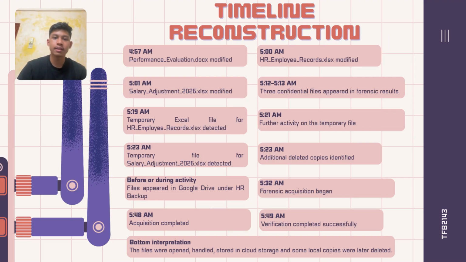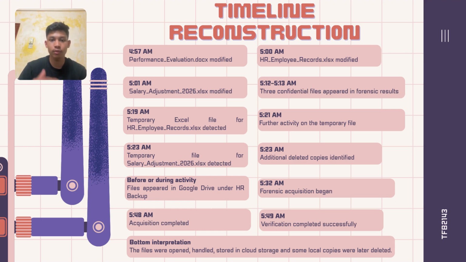Next is the timeline reconstruction. The timeline was created using file system timestamps, Microsoft Office temporary files, deleted file records, file slack evidence, the FTK image report, and the Google Drive screenshot. The first relevant activity occurred at approximately 4:57 AM when performance evaluation.docx showed a modification timestamp. At approximately 5 AM, HR employee record showed a modification timestamp, followed by salary adjustment 2026 at around 5:01 AM.